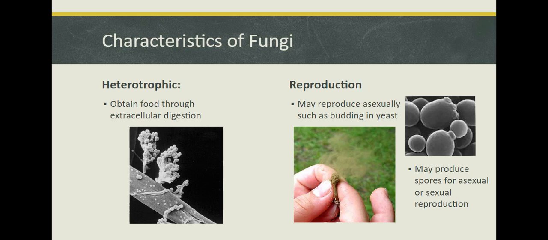Fungi also reproduce asexually. In the picture that is gray, black and white, you can see yeast budding. Budding is when they split into two cells of unequal size. And then in the other picture, you can see spores that can be used for both asexual or sexual reproduction. Spores are packets of DNA, and the life cycle of a fungus and how they use spores to reproduce is very complex. But right now, you just need to know that spores can be used asexually or sexually.